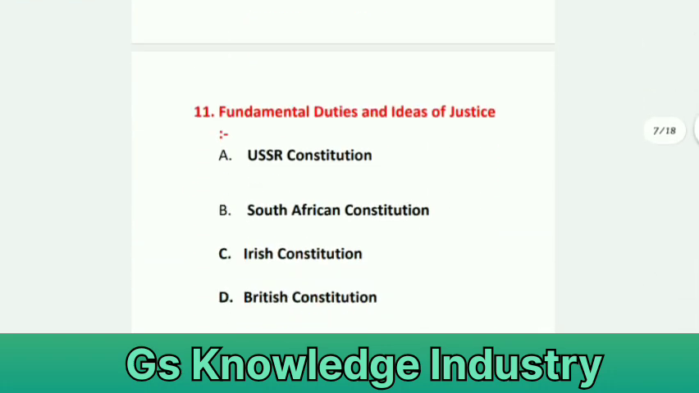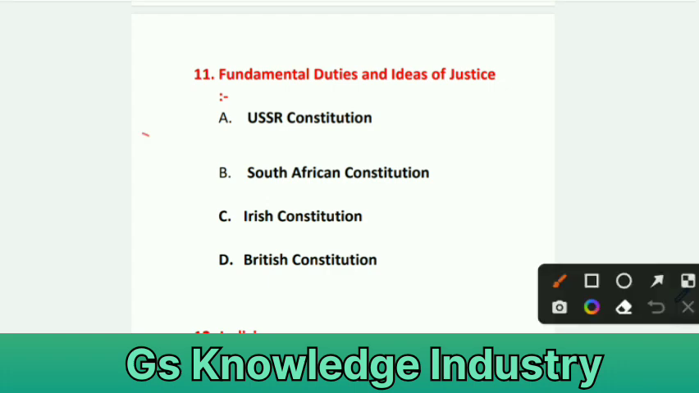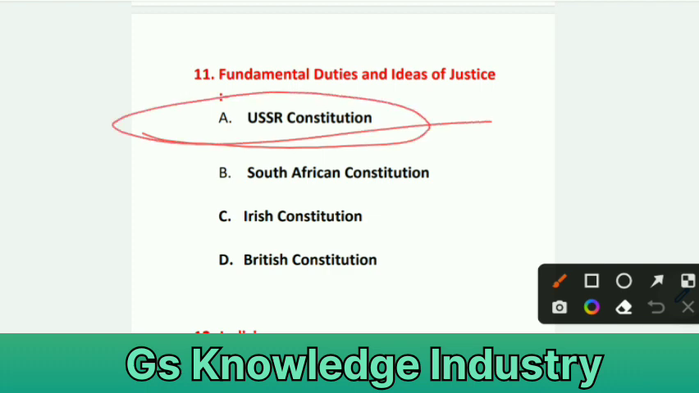11 number question. Fundamental duties and ideas of justice. This system has been derived from which constitution? Option A, USSR Constitution. Option B, South African Constitution. Option C, Irish Constitution. Option D, British Constitution. Here the right answer is option A. Option A is the correct answer. USSR Constitution. Fundamental duties and ideas of justice. This system has been derived from USSR Constitution.